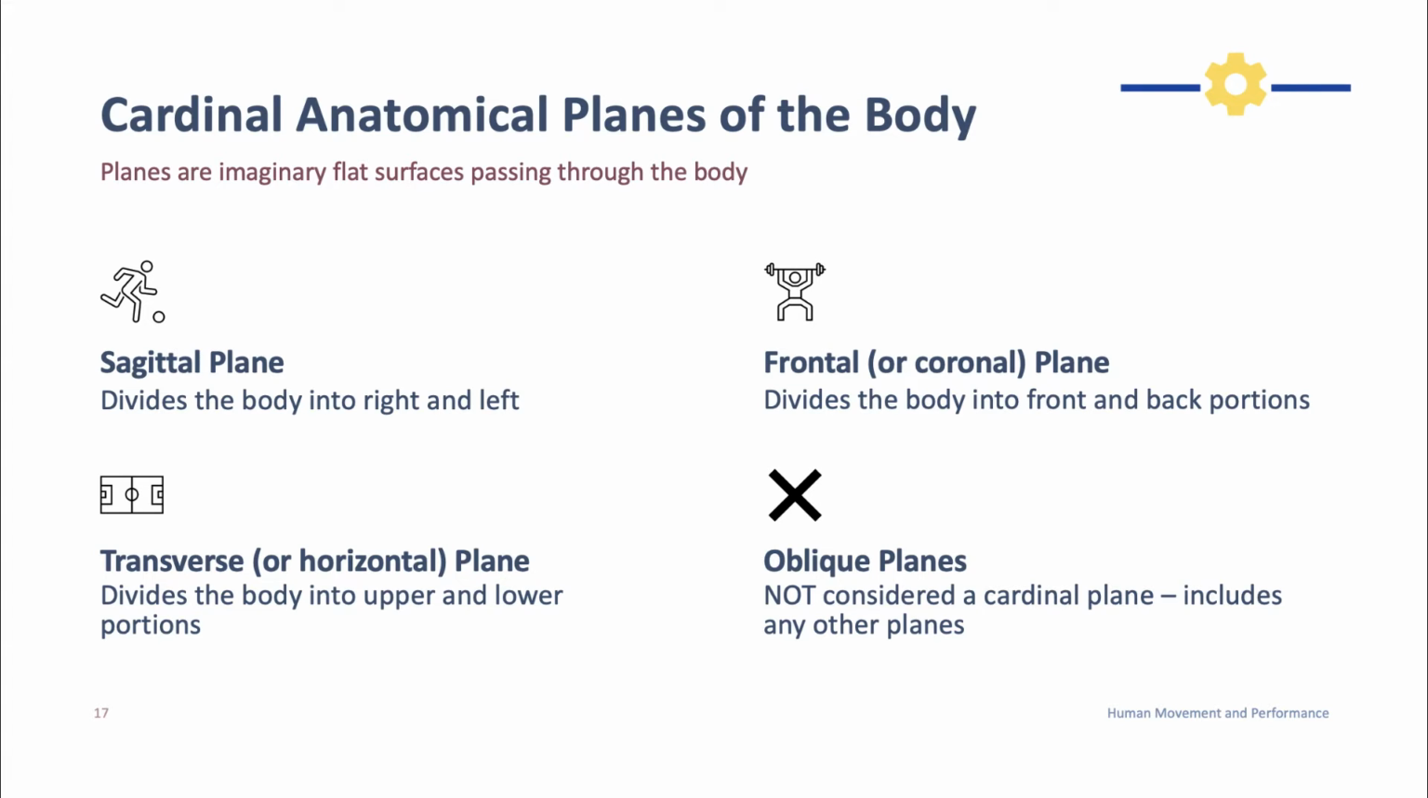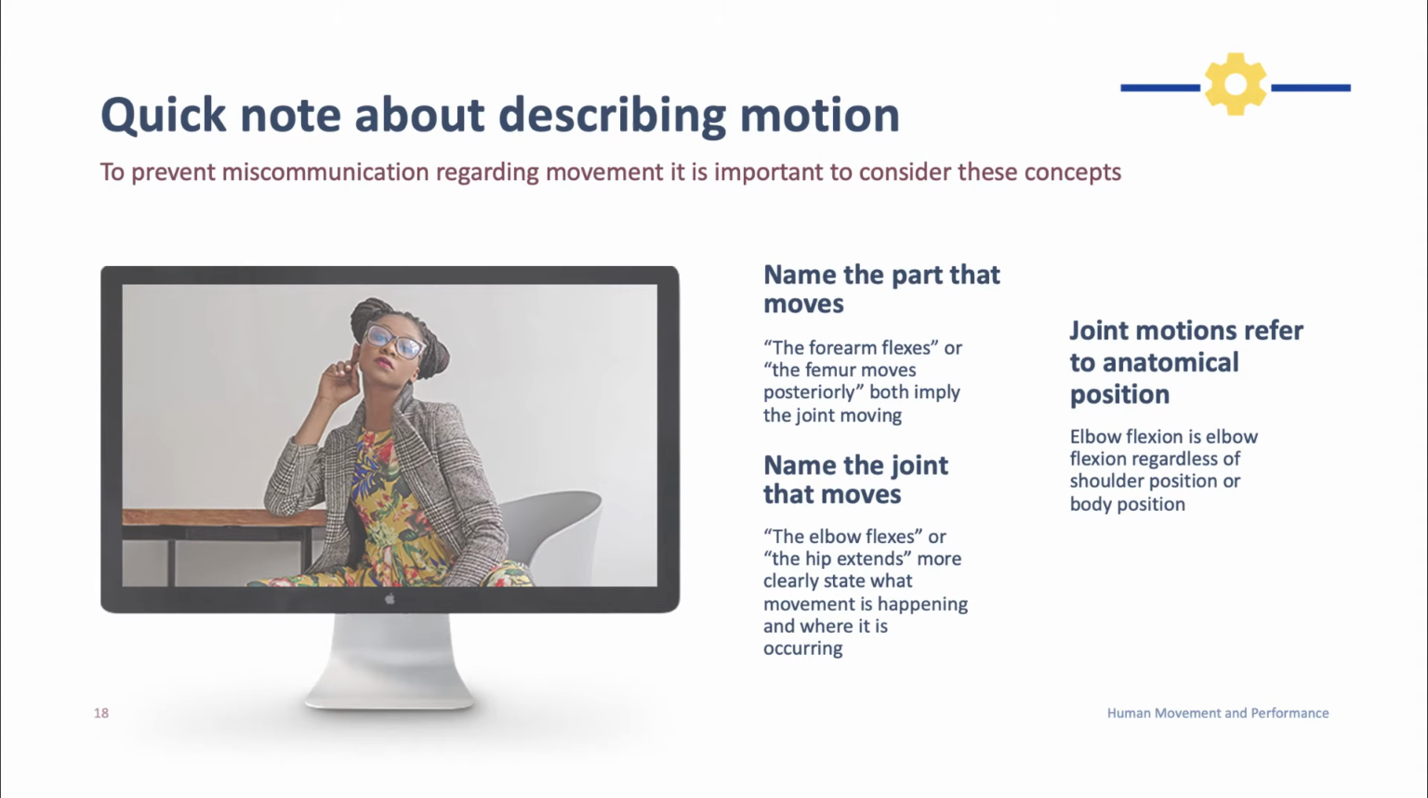Anything else that doesn't move in these three cardinal planes is considered to be moving in what's called an oblique plane. So any other plane, any of these diagonal sections of the body, would be considered oblique planes. And in reality, the human body typically does not move just in these cardinal planes, but in oblique planes. So the reason we need to understand the planes is that's how we describe motion. We'll say that the elbow moves in the sagittal plane when it flexes and extends.